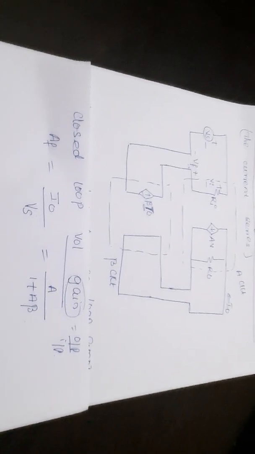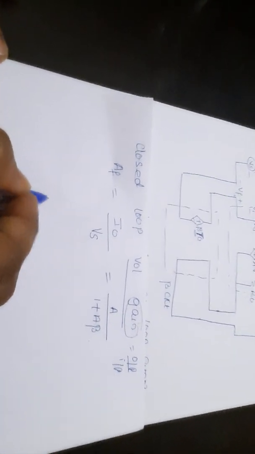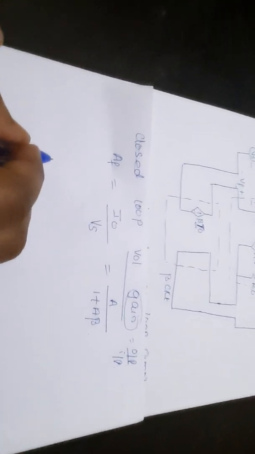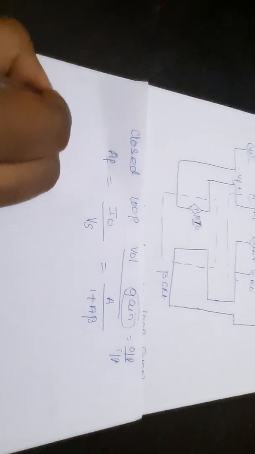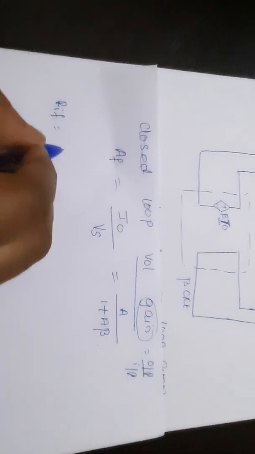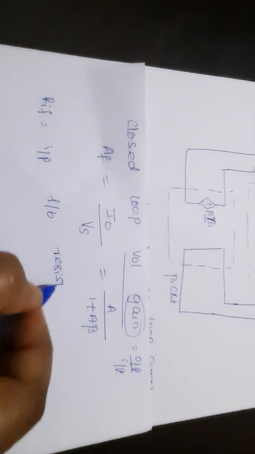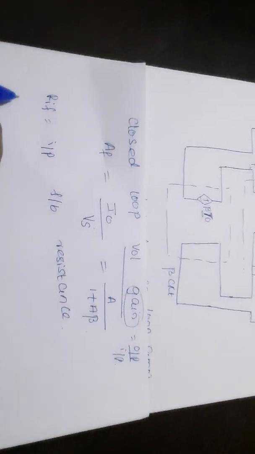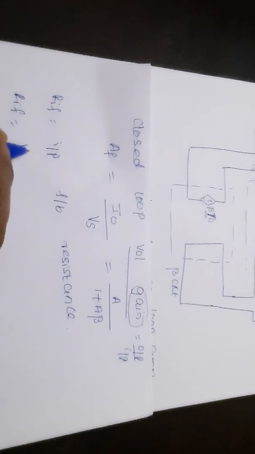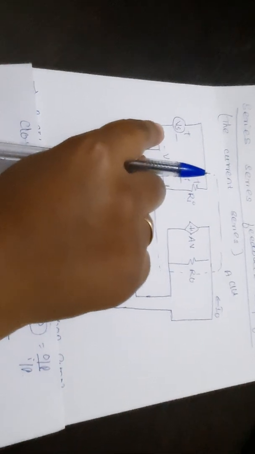Now, here our aim is to find out the RIF and ROF. What is RIF? RIF is the input feedback resistance and ROF is the output feedback resistance. Now we'll see how we'll find the input feedback resistance. Here RIF is given as Vs divided by II. Means at this point we are finding RIF, the input feedback resistance, as Vs divided by the current here, II.